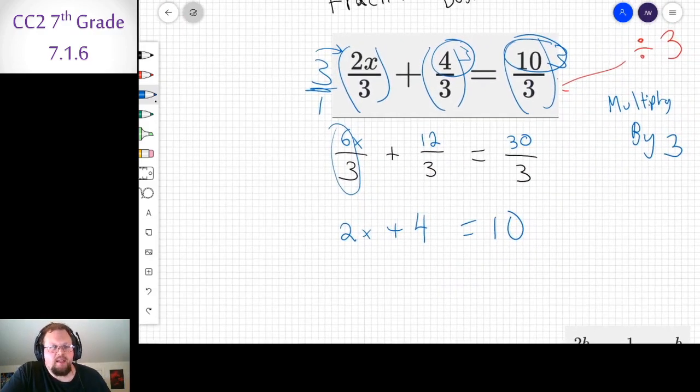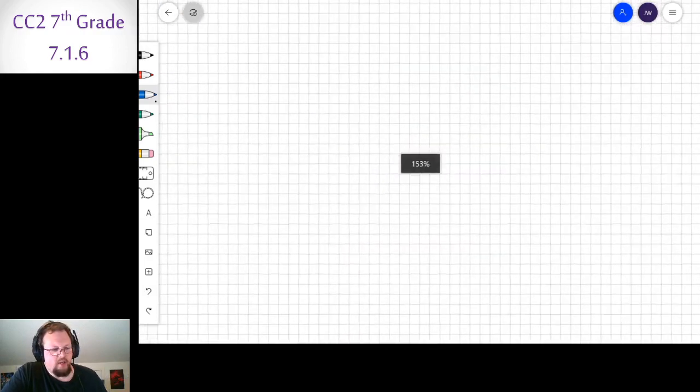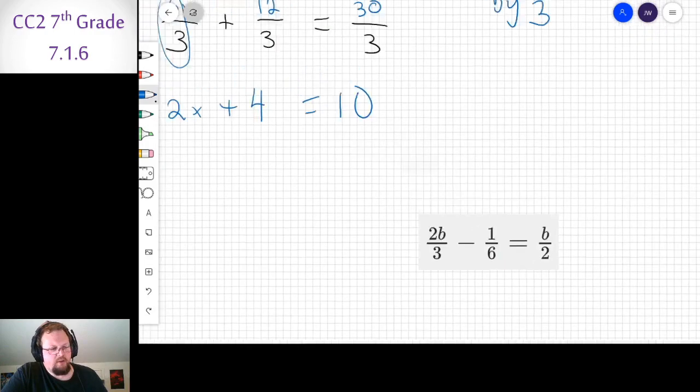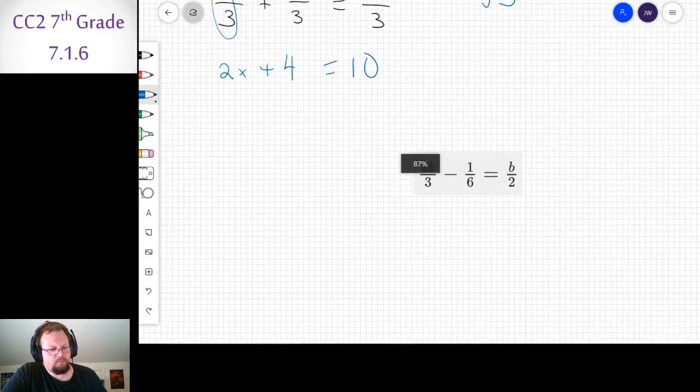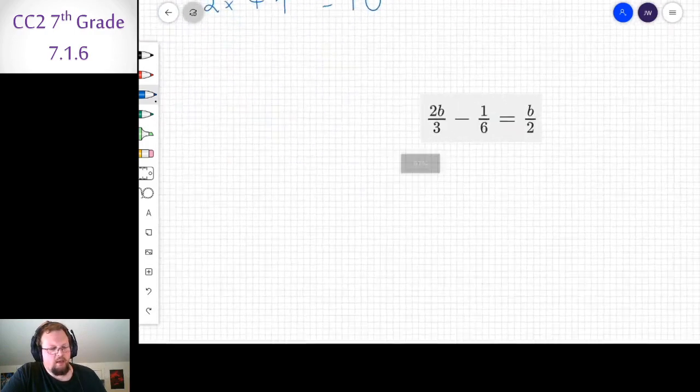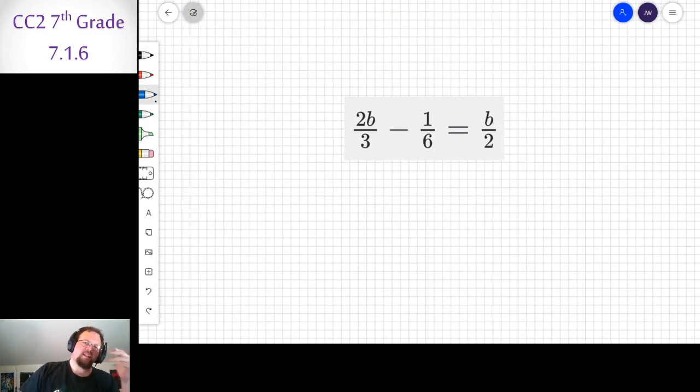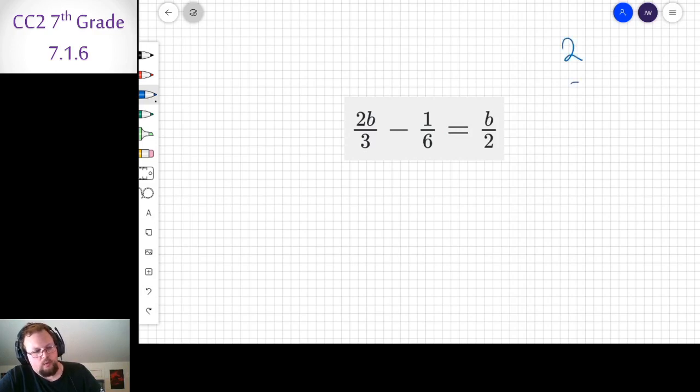The nice thing about this technique is you can use it all the time when there's fractions, and you can even use it when there's different values of fractions. So I want to take a look at this one here and say, okay, instinctively this problem is not easy to do, not fun to look at. There's no easy way to simplify this. Ask yourself, what number does 2, 3, and 6 go into?